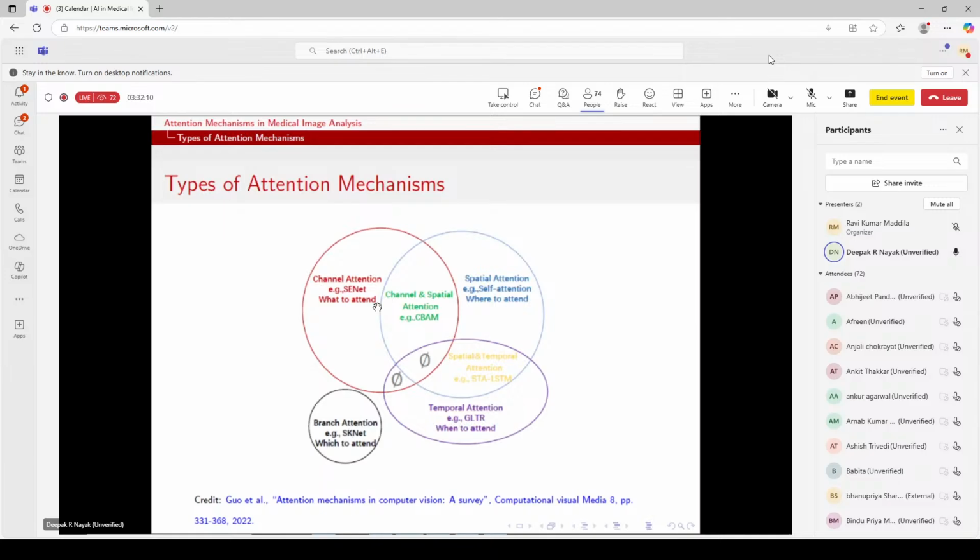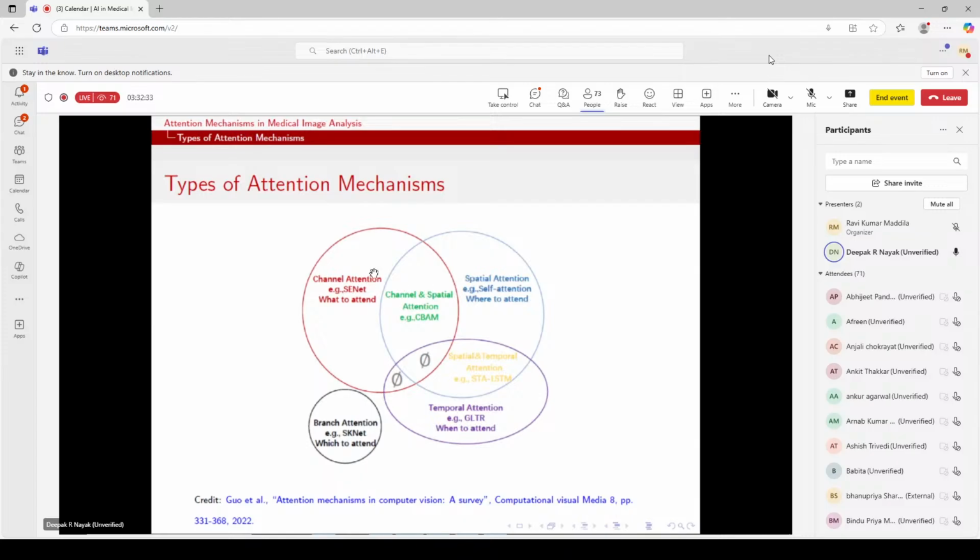What does it mean? What to attend, where to attend, right? Why do we need to combine this spatial attention and channel attention together, right? If you take only one kind of attention, what is happening, and if you are combining them, how do you know whether the combinations are good and what kind of combinations? Because combinations can be done in multiple ways, right? So this kind of information you will get.